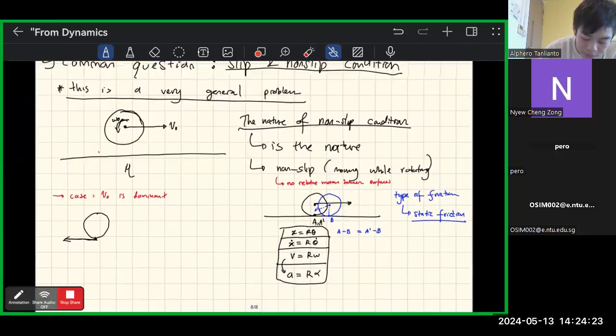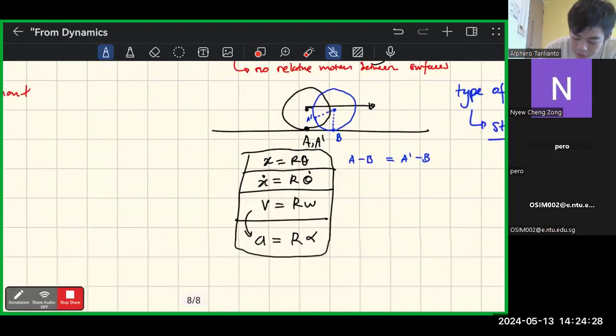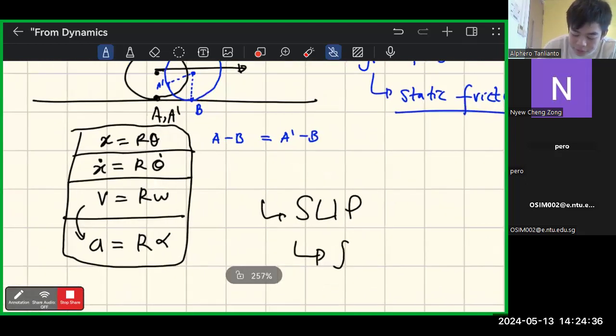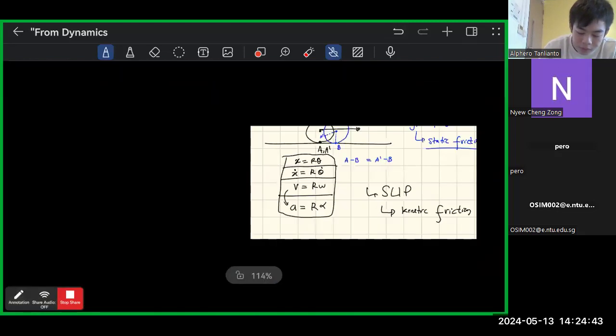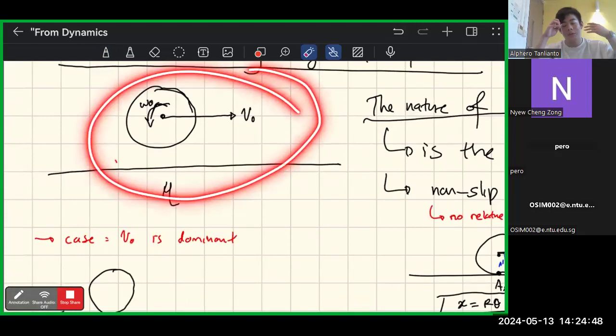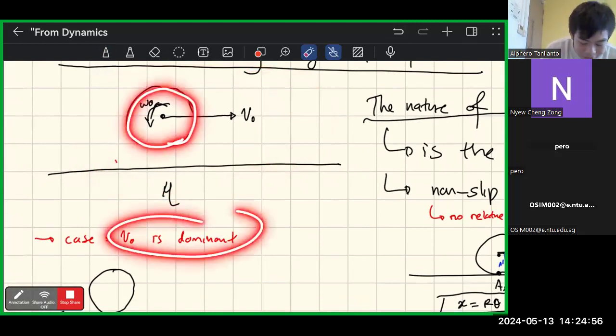And this is the non-slip condition, yeah. One thing to take note of is that if you have a slipping condition, the type of friction here is kinetic friction. So, before I do this, I'll give you the concept to imagine. Because V naught is dominant, the friction is going to turn out this way.